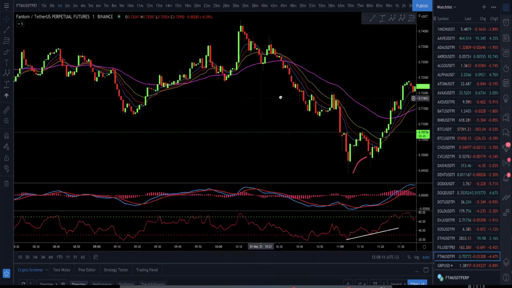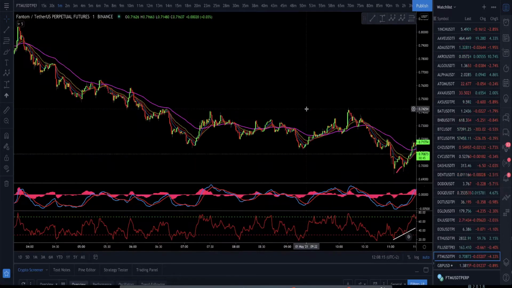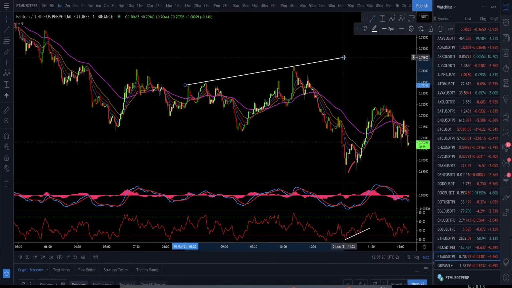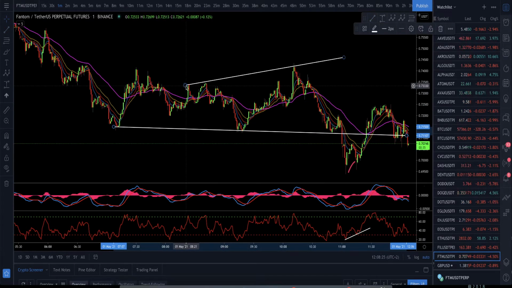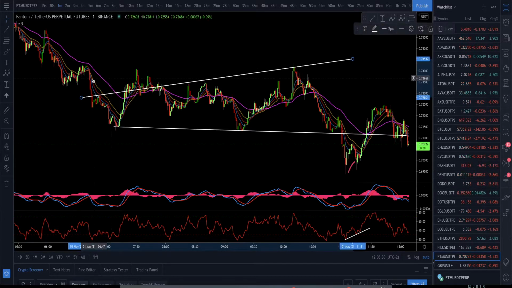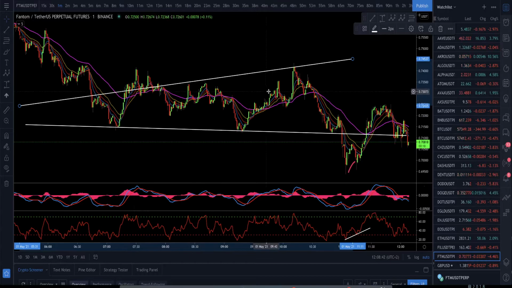All right, let's look for another example. You see, reversed triangle. This is how you see the reverse triangle, guys. See, you see this rejection here. So this is how you see the reversed triangle.